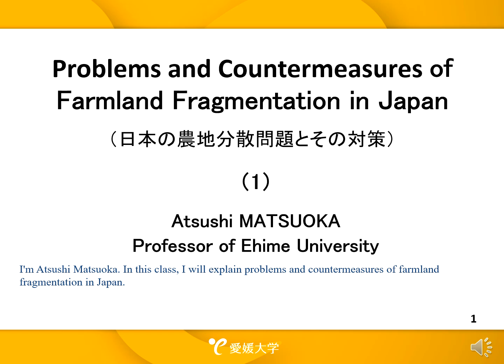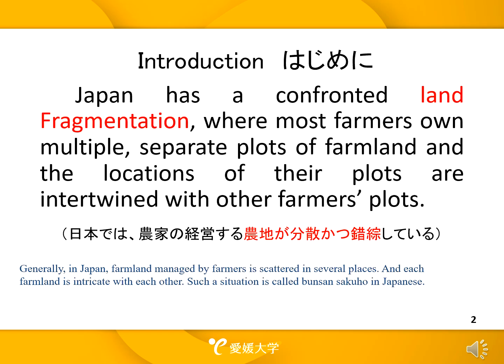I'm Atsushi Matsuoka. In this class, I will explain problems and countermeasures of farmland fragmentation in Japan. Generally, in Japan, farmland managed by farmers is scattered in several places, and each farmland is intricate with each other. Such a situation is called bunsan sakuho in Japanese.